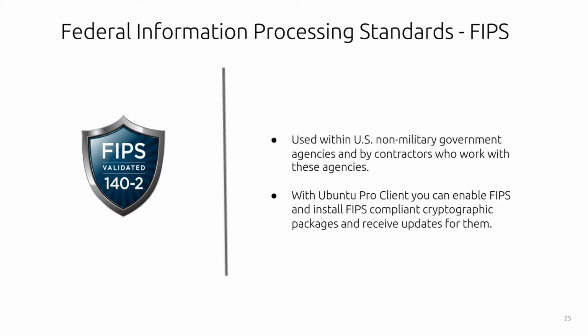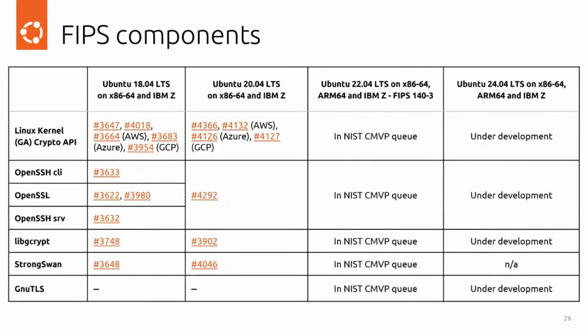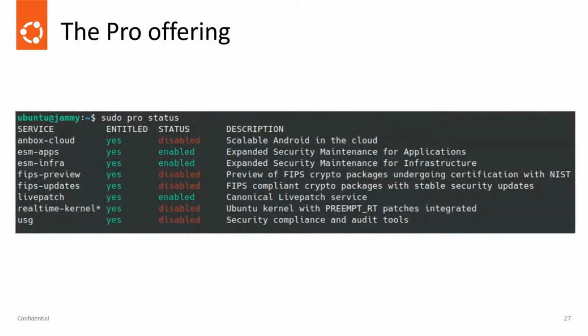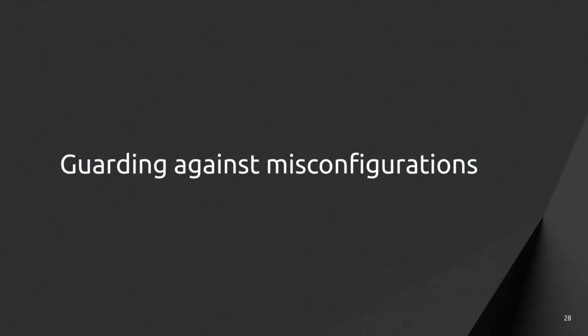So I showed you earlier the second command, which tells you which particular services under Pro you are consuming and which you need to enable. So extended security maintenance was one of them, and FIPS compliance is another one. So there are several FIPS components that we certify. There is obviously the Linux kernel. There is OpenSSH CLI, OpenSSL, libgcrypt, and strongSwan. This effort started all the way back in 18.04, and it continues certainly to 24.04. This is just a reminder of the pro status command for you to check if you're consuming FIPS.